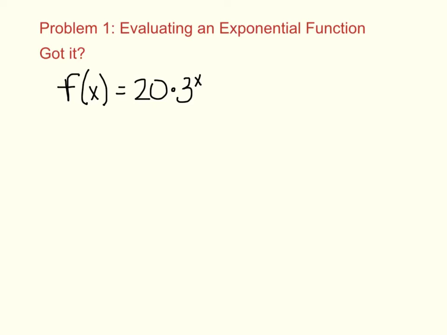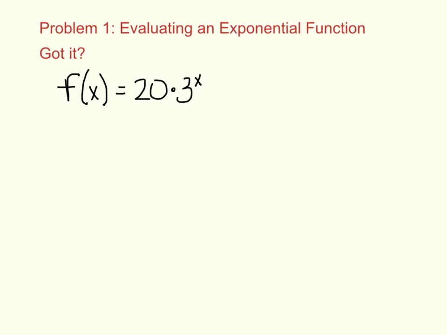In the first part of your homework, you're going to be asked to evaluate an exponential function. The Got It problem at the top of page 292 says, an initial population of 20 rabbits triples every half year. The function f of x equals 20 times 3 to the x gives the population after x half year periods. How many rabbits will there be after 3 years?